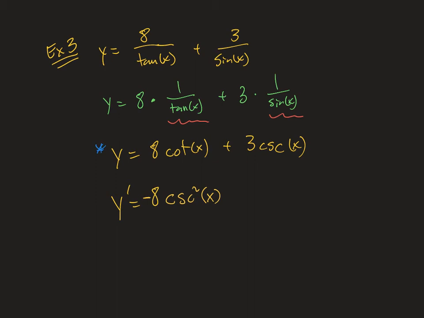The derivative of cosecant of x is negative cosecant x cotangent x. So we're going to multiply that by 3, and that'll be minus 3 cosecant of x cotangent of x.